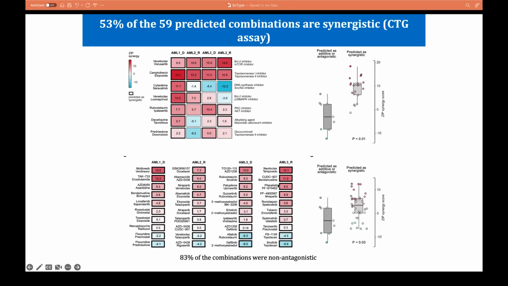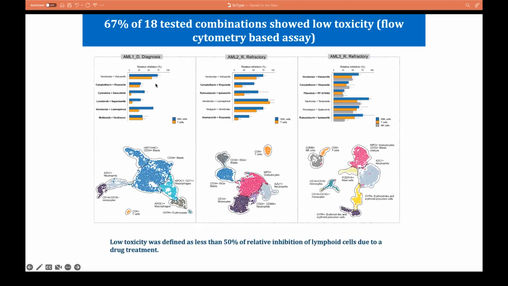Later on, we also tested them in flow cytometry, and we observed that our tested combinations showed low toxicity in the healthy cells. For example, the orange here are T cells, and the blue here are AML, which is cancerous cells. The tested combination, for example venetoclax, bistusertib, was more effective in AML cells and less effective in T cells, which are the healthy cells. And it was true for all 3 patients.